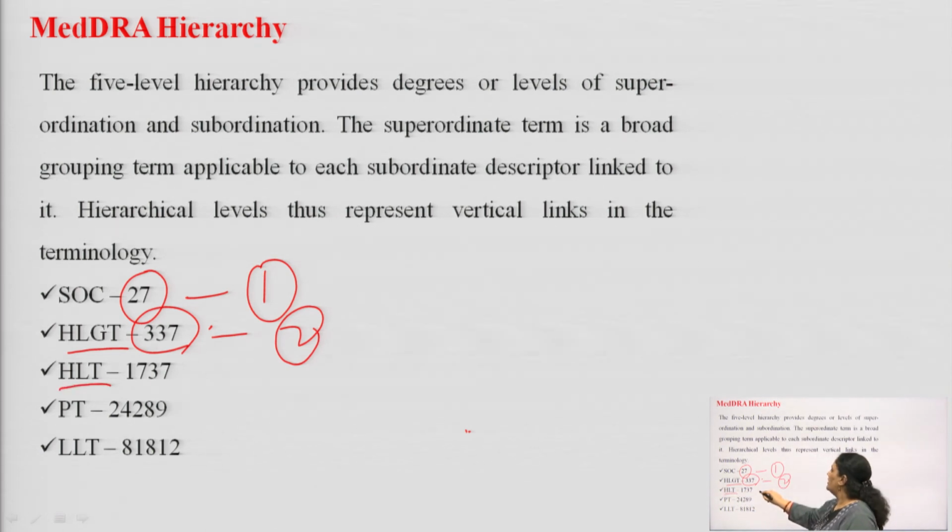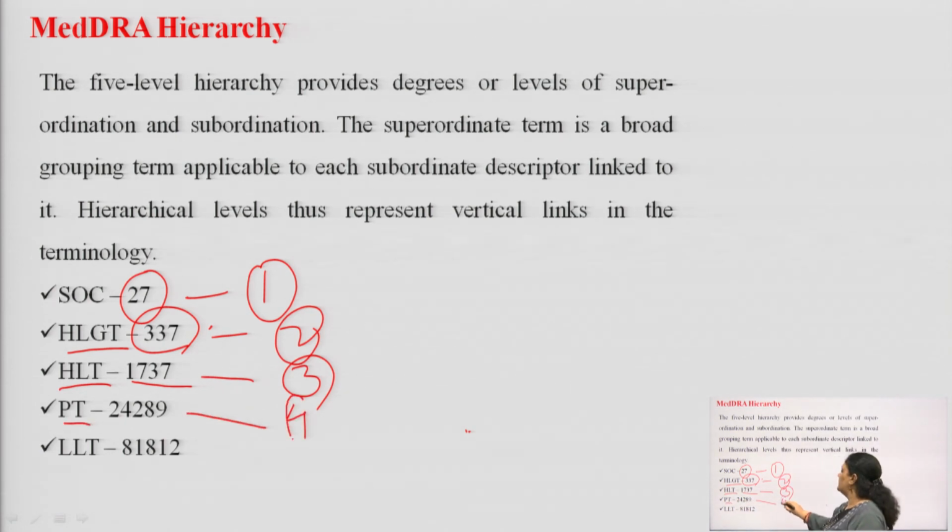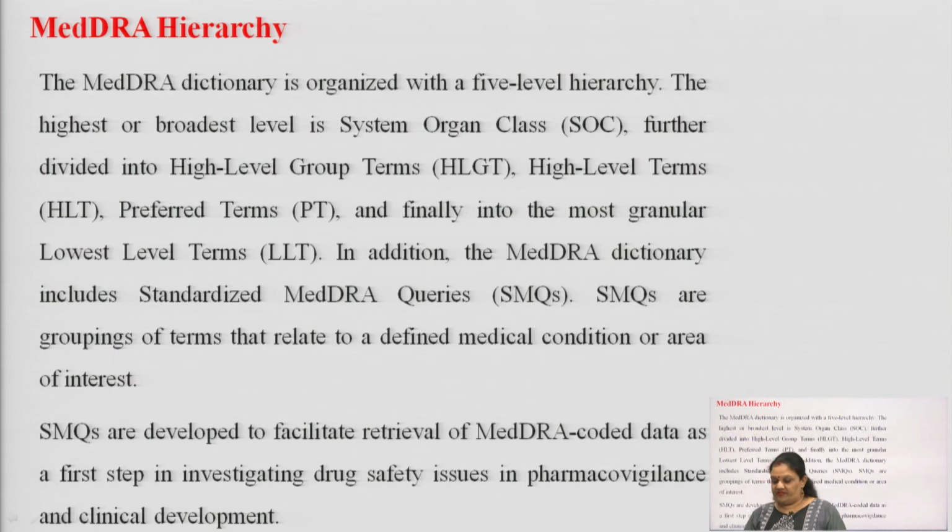Then the third one is the HLT, high level terminology. It includes 1737 terminologies. Then we have the preferred terminology, which includes 24,289 terms, and at the bottom, the lowest level terminology, which is sometimes also known as the granular terminology, is the 5th level, and it contains 81,812 references.